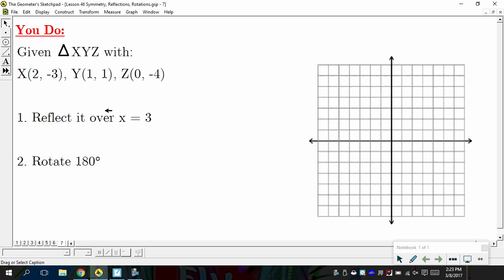So I have one reflection and one rotation for you to do here. There are the coordinates x, y, and z. I will have a spot for x prime, y prime, z prime for both of these. So use your notes, use the lesson, try these two, and we can discuss them in class.